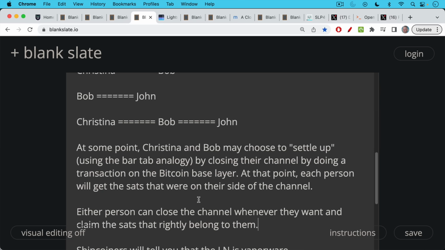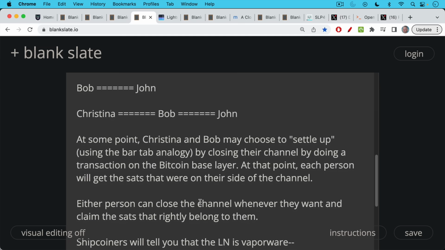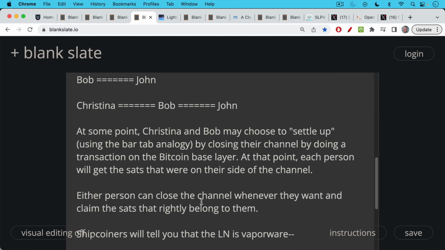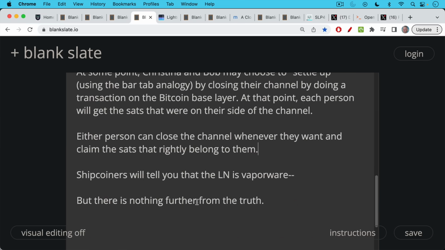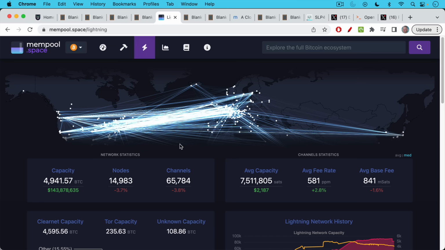Now, either person can close the channel whenever they want and claim the sats that rightly belong to them. And all of this is cryptographically enforced so that one side of the channel cannot become a bad actor and steal the Bitcoin that's not theirs. A lot of shitcoiners or altcoiners will tell you that the Lightning Network is vaporware. This is propaganda. There's actually nothing further from the truth.